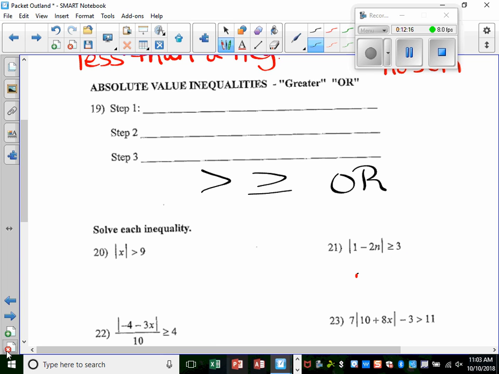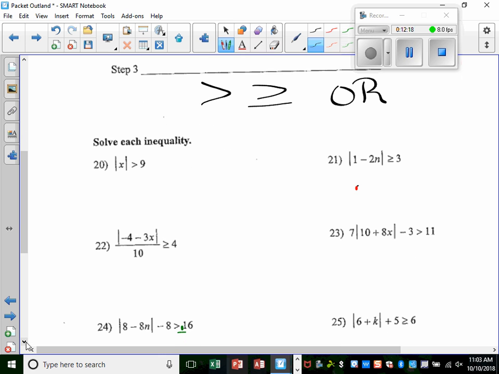All right, so let's just take a look at some problems. Now these you don't have the option. You do have to write them as separate problems. So for and, you could write it as one. For or, you do have to write 2 separate ones. So let's go ahead and start with 21 first.